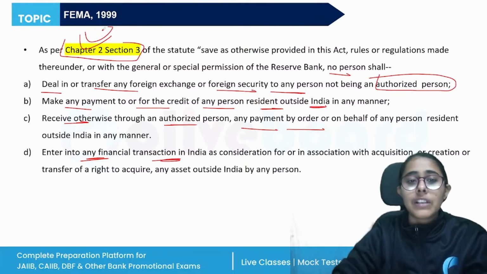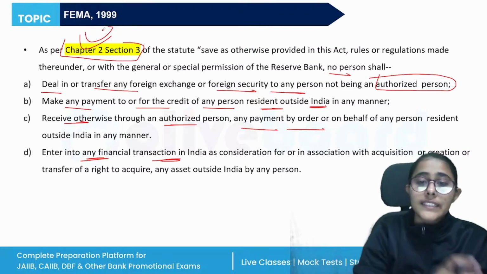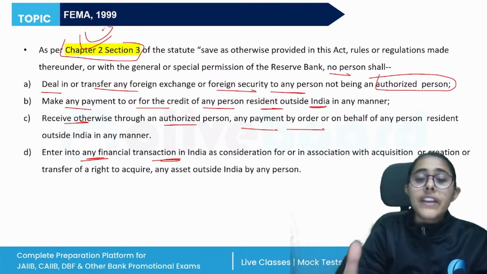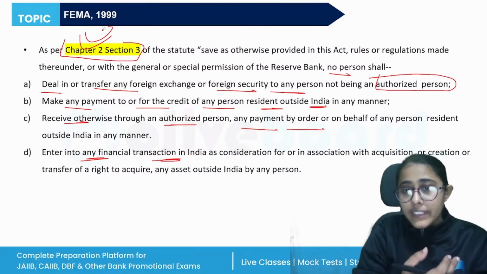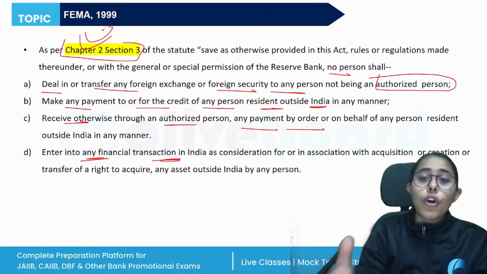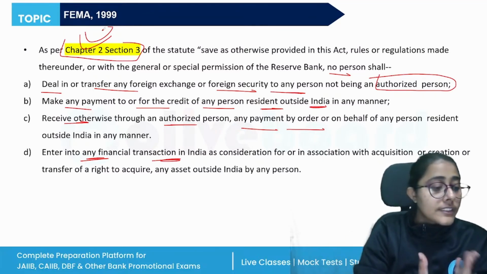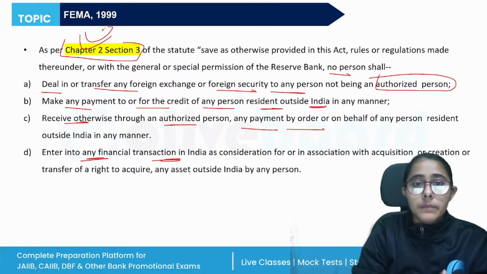Otherwise penalties will be imposed, right? So if a person who is resident in India is receiving any payment on order or on behalf of any other person, then it should be through the authorized person only. So this is the meaning of the statute or the provisions given in the FEMA Act.